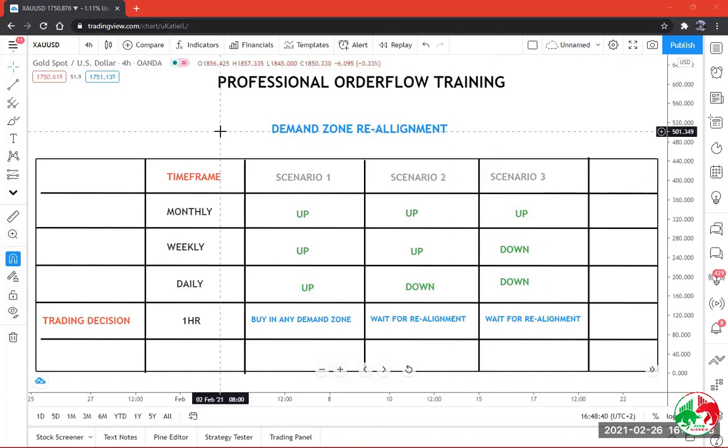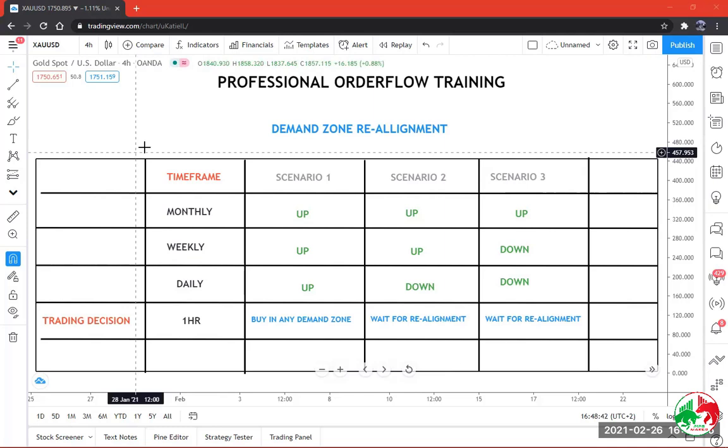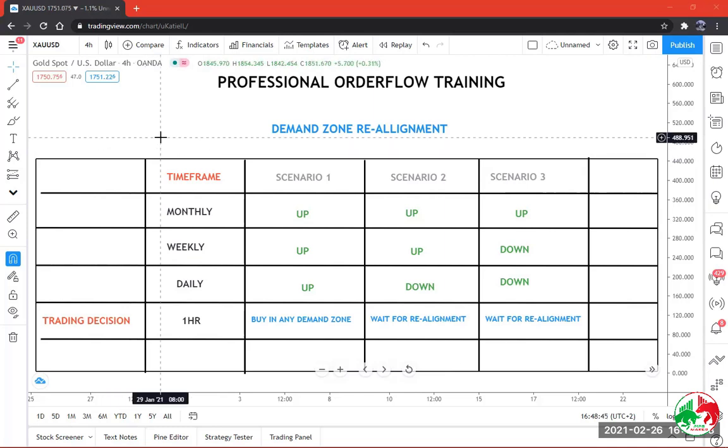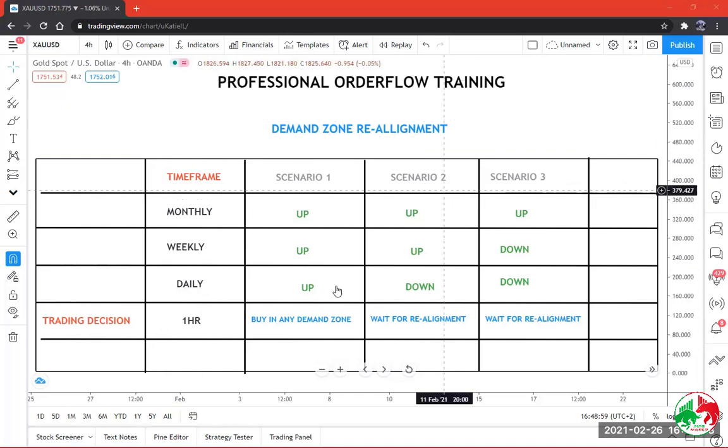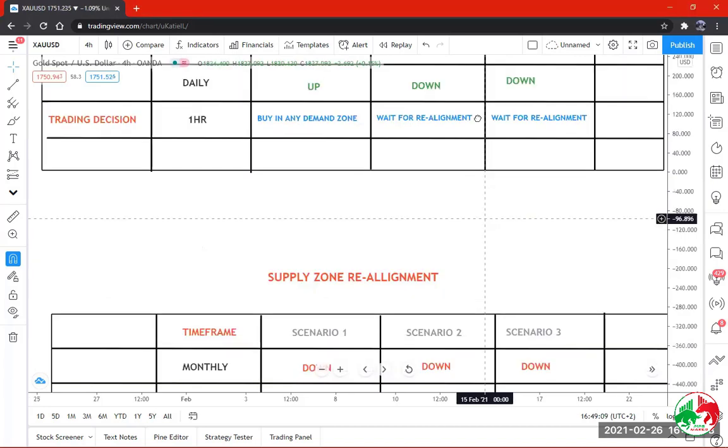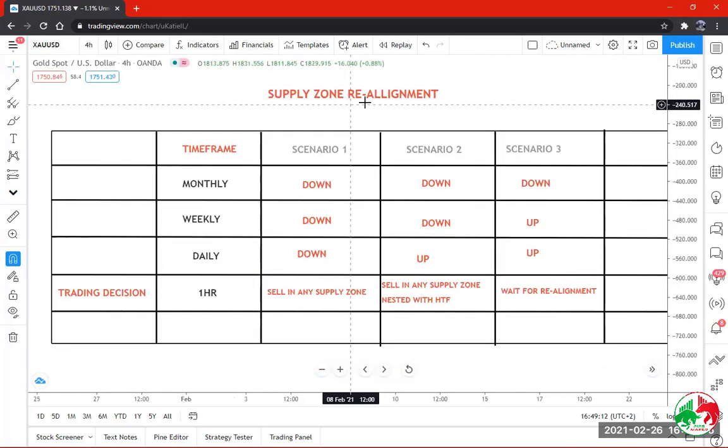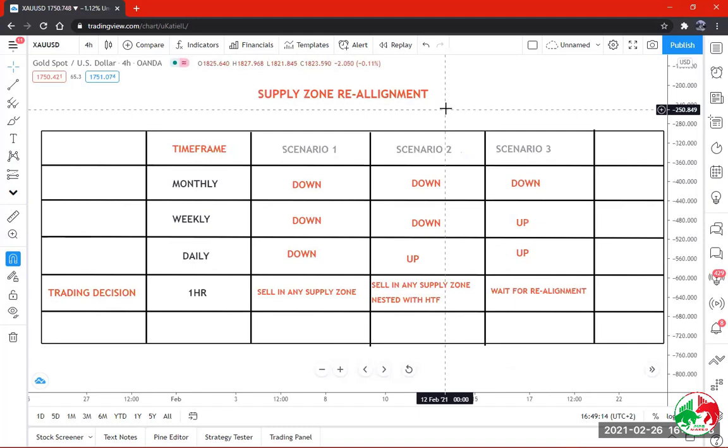Okay, so today we're going to be doing the professional order flow training. In this section, we're going to be dealing with alignment and realignment, and I will also be showing you how to find trades using order flow. This is the table we use for alignment and realignment. This is a demand zone realignment example, and we're going to be doing the supply zone realignment example after we are done with the demand zone.